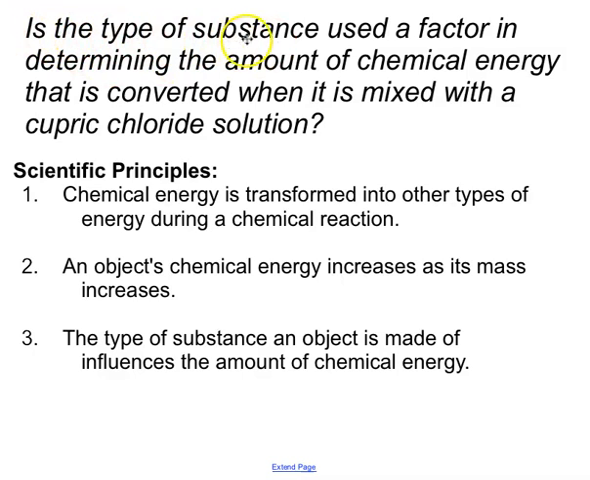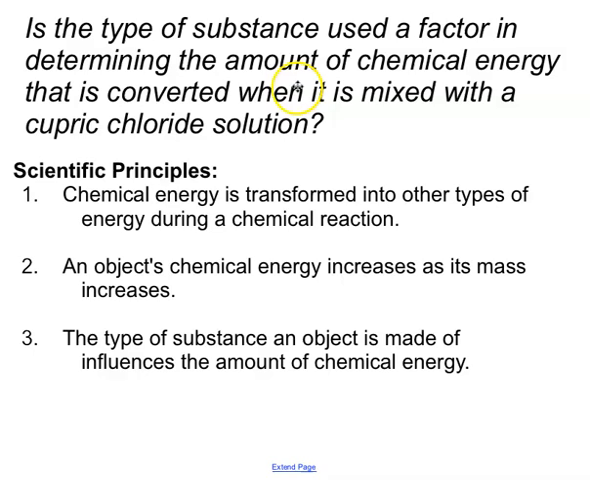It says, is the type of substance used a factor in determining the amount of chemical energy that is converted when it's mixed with a copper chloride solution? So this is definitely different. It's not mass. So if you had mass in here, you likely got all three parts wrong because you were using the wrong evidence and the wrong scientific principles to support everything. So more than likely, you're going to have to do it all over.